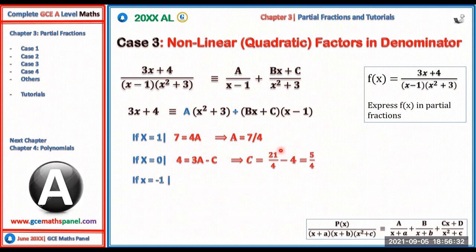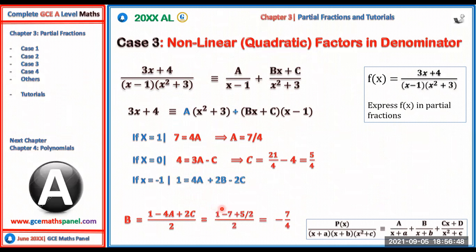So we now have to look for B. We say, for example, if x is equal to minus 1, we can solve for B. We know that the values of A and C are 7 on 4 and 5 on 4 respectively. So when we substitute that in this equation and solve, we will have our B to be equal to minus 7 on 4.